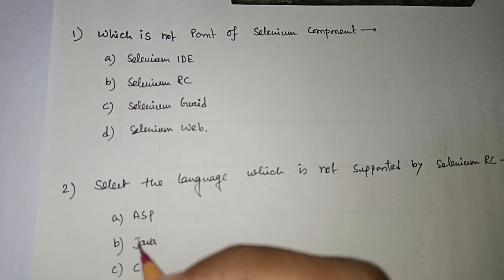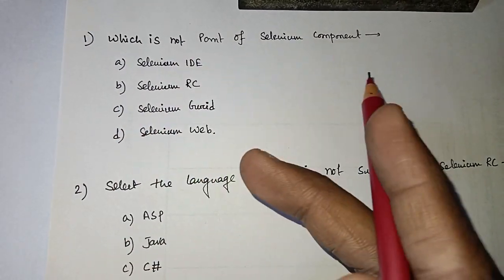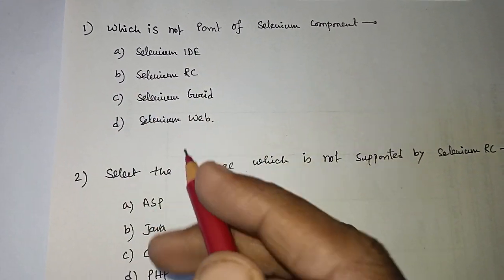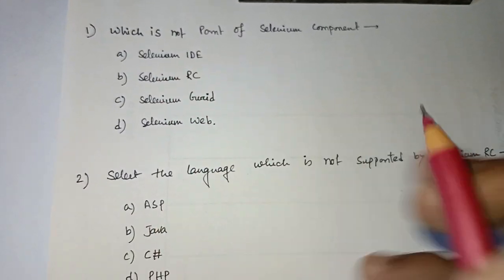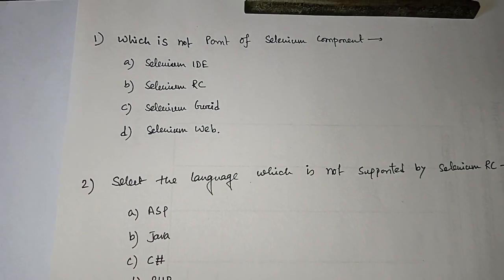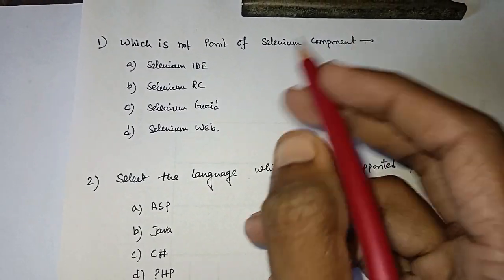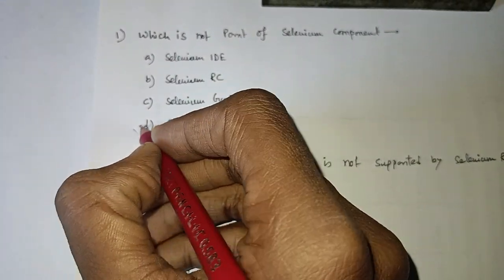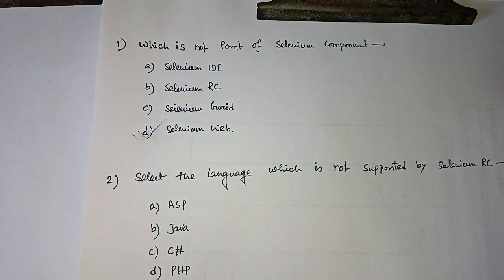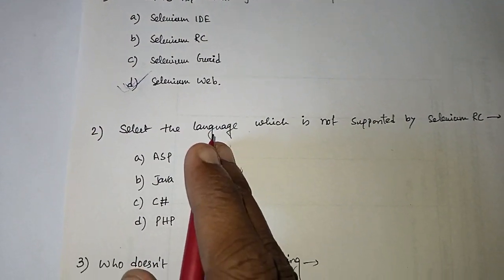So the first question is, which is not part of the Selenium component? Option A is Selenium IDE, Selenium RC, Selenium Grid, and Selenium Web. Selenium IDE, RC, and Grid are part of Selenium. So Selenium Web is not part of the Selenium component. So the correct option is Selenium Web.